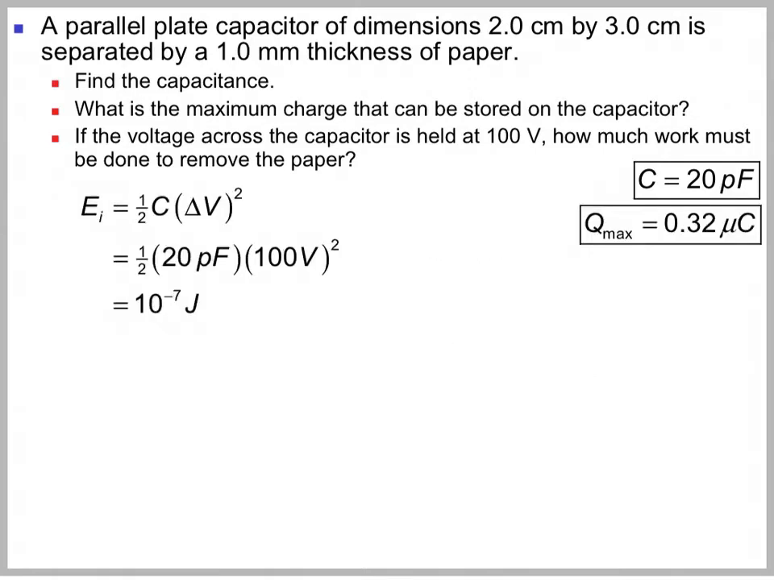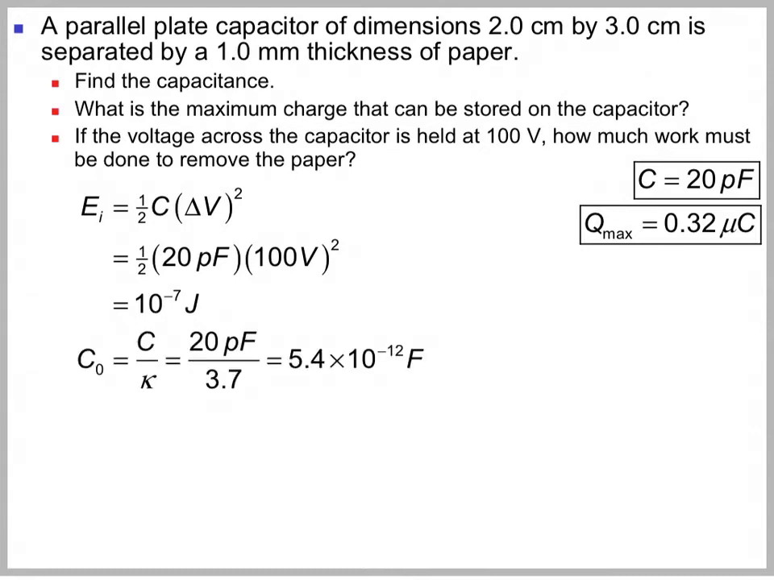And finally, if the voltage across the capacitor is held at 100 volts, how much work must be done to remove the paper? Well, first, what is the energy stored in the capacitor with the paper in there? It's 1/2 CV squared. We said the capacitance was 20 picofarads. The voltage we said is 100 volts, and so we get 10 to the minus 7 joules.